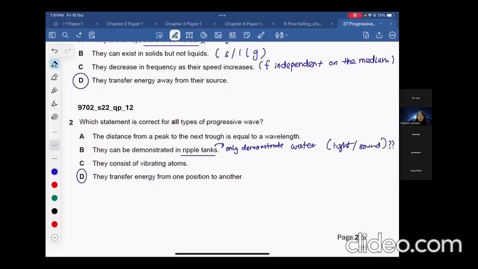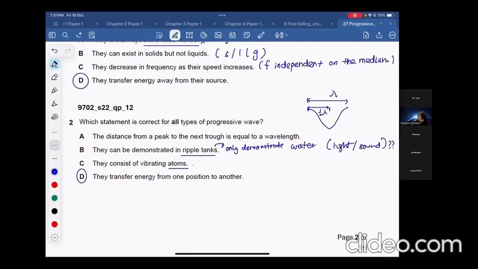Okay, peak to another trough is half wavelength. Okay, peak to peak is one wavelength. They say that equals a wavelength, but peak to trough here actually is half wavelength. Half wavelength, okay?